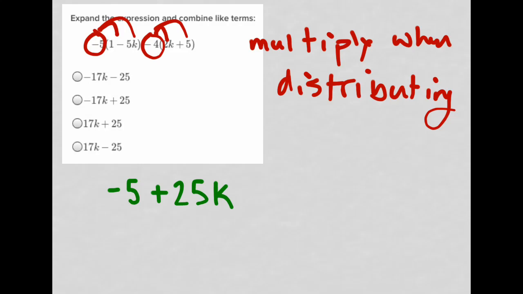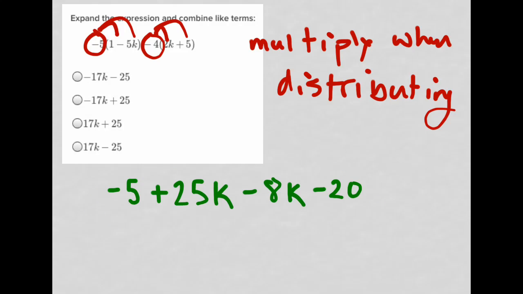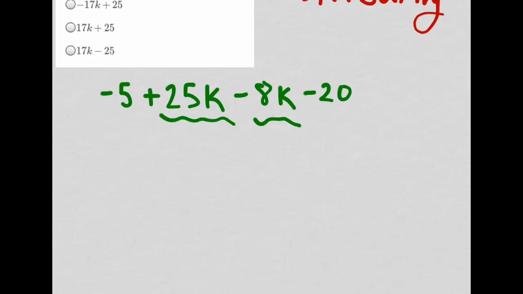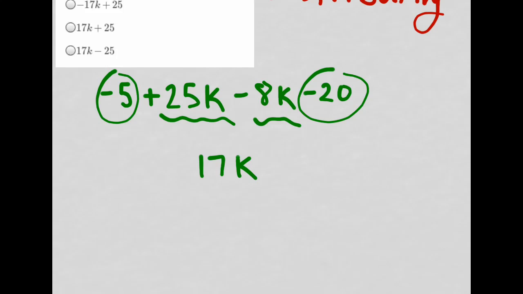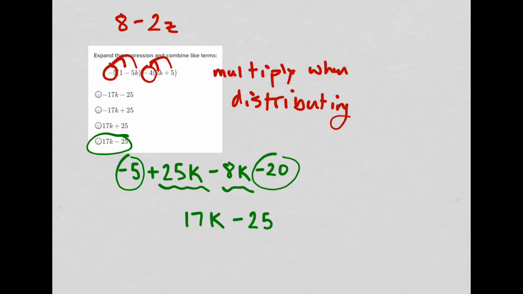Okay, all right. And then the negative 4 times the 2k. Negative 4 times 2 is negative 8. Tack on the k. Negative 4 times 5 is negative 20. And now I can combine like terms like I did on the other problem. First 25 and minus 8k, or negative 8k. That's 25, 24, 23, 22, 21, 20, 19, 18, 17. Positive 17k. And then negative 5 and negative 20, that's minus 25. Oh, look at that. It's that one. That's the answer. Cool. I think one more example?